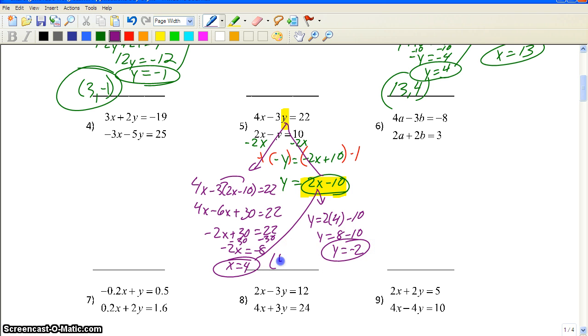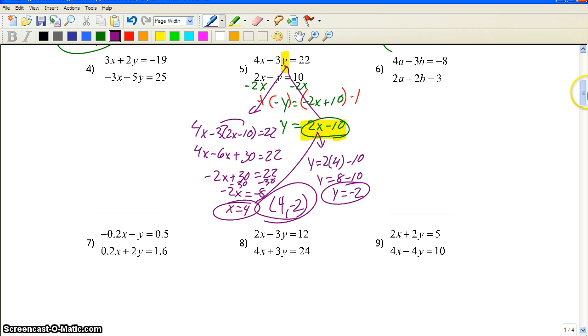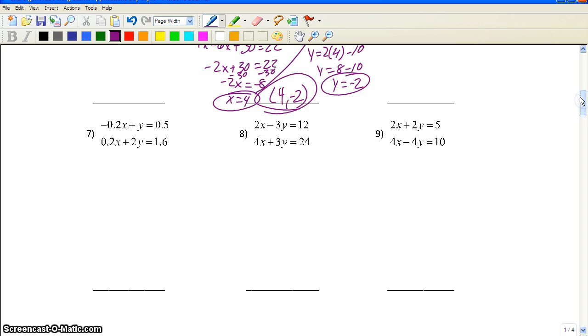Now, guys, make sure you thoroughly understand what I did on these problems. And if you don't, you can rewind, of course, and go back and listen to what I'm describing as to what I'm doing and why I'm doing it. Let's take a look at number 7.